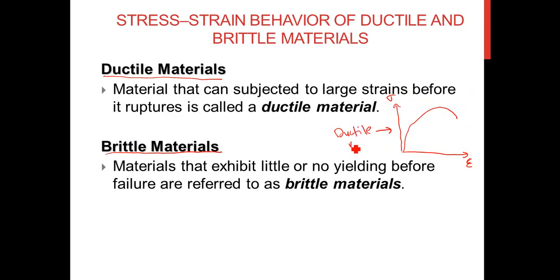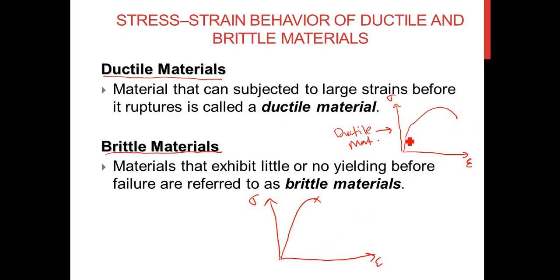ductile material. However, for the brittle material, if you conduct the tensile test, you can see that the curve looks like this. So what is the difference between the stress strain curve for ductile material and also brittle material? Material that can be subjected to large strain before it ruptures is called ductile material.